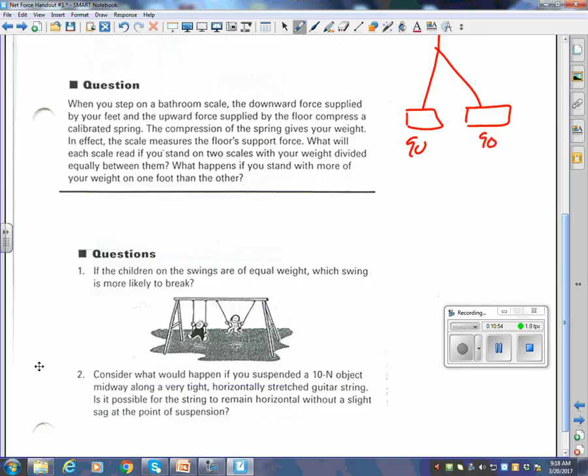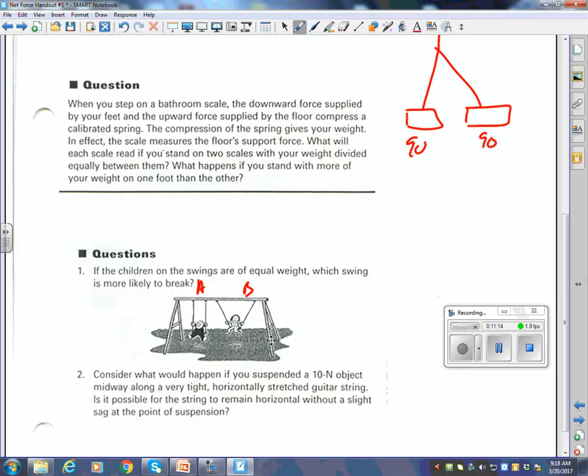What about this one right here? If the children on the swings are of equal weight, which swing is more likely to break? A or B? Which one is more likely to break? B would have more tension. B would have considerably more tension.